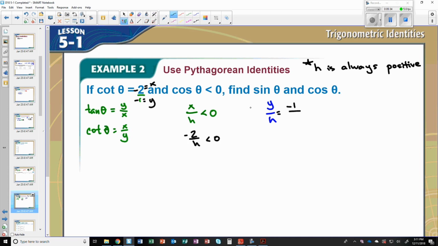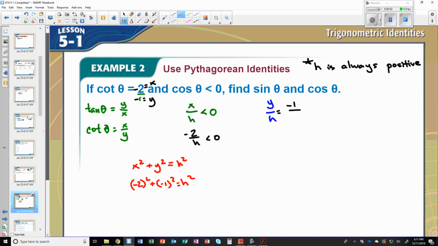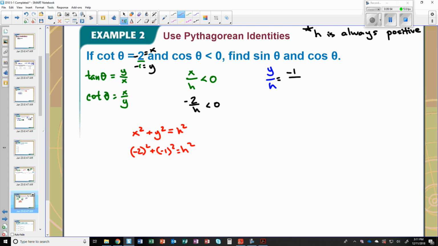Now, we haven't found h, have we? Let's find h. We use the Pythagorean Theorem. X squared plus y squared equals h squared. We know x is -2. We know y is -1. And this will help us solve for h. So -2 squared is +4. -2 times -2 is +4. -1 times -1 is +1. That equals 5. So h equals, well, typically we'd say plus or minus square root of 5, but hypotenuse is always positive. So it's the square root of 5 because h squared equals 5. So h equals square root of 5.